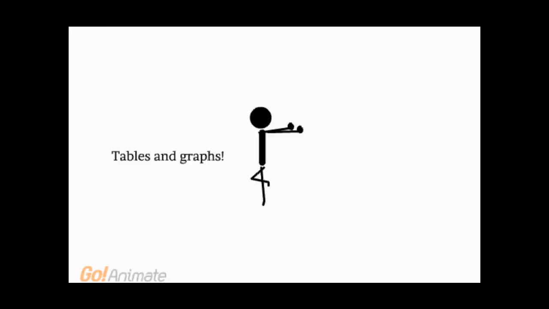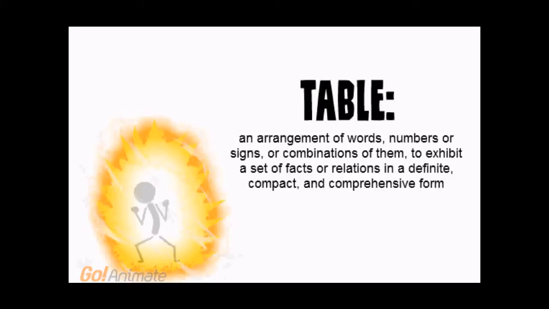Talking about what tables and graphs are, how they are used, and giving examples of good and just plain scary graphs. A table is an arrangement of words, numbers or signs, or combinations of them, to exhibit a set of facts or relations in a definite, compact, and comprehensive form.